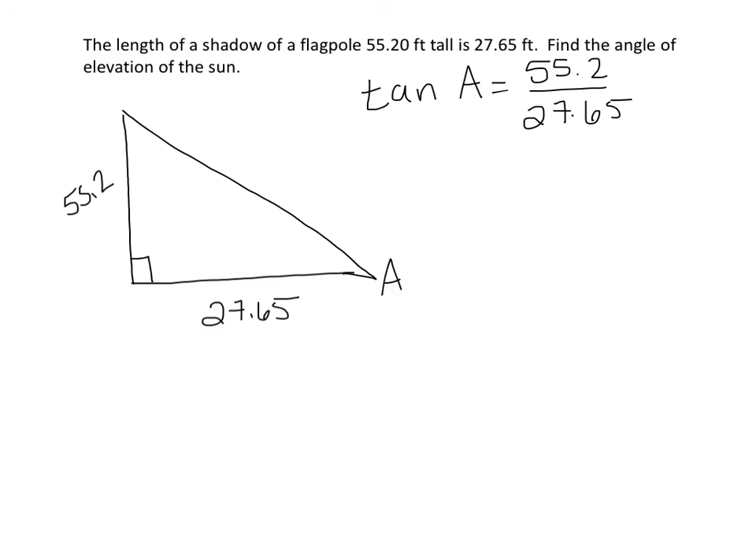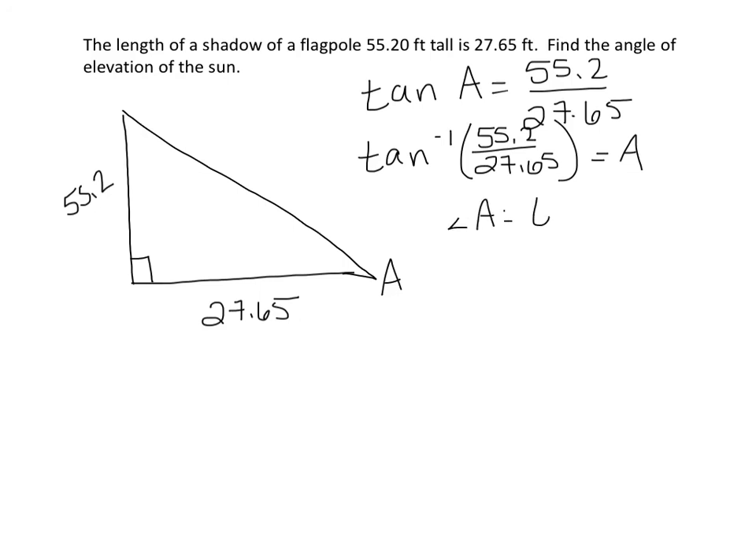Here I have a ratio but no angle, so I have to untrig this or take the inverse of the ratio. And I get that angle A is equal to 63.393 degrees. Of course, this is a word problem, so I will write my answer in a complete sentence.